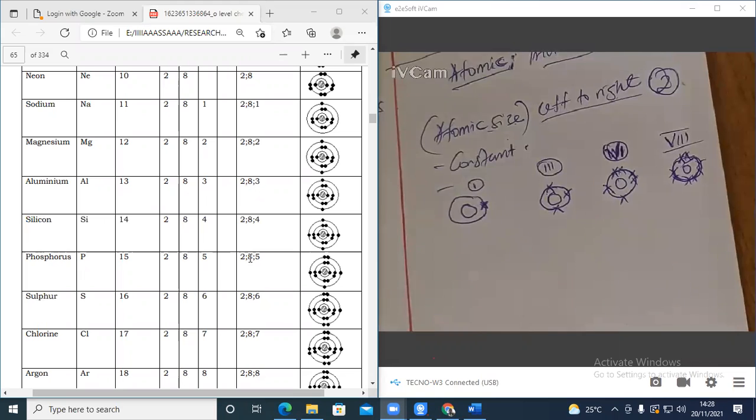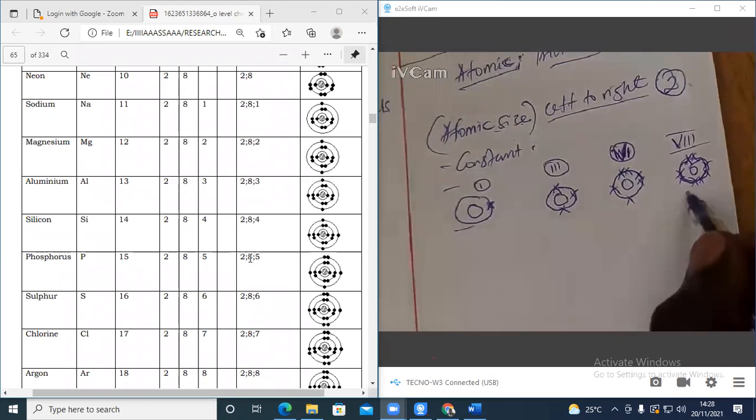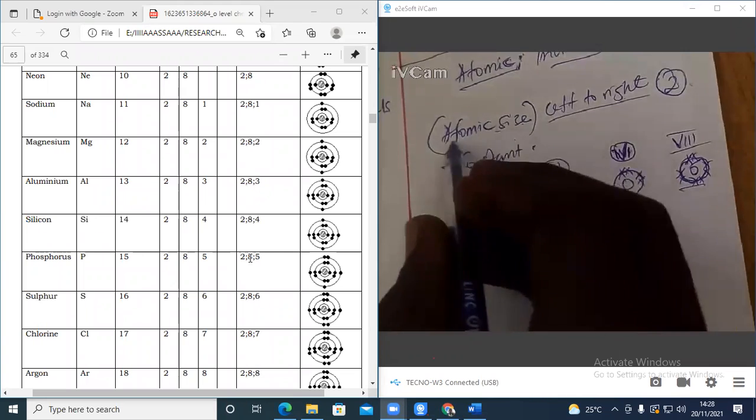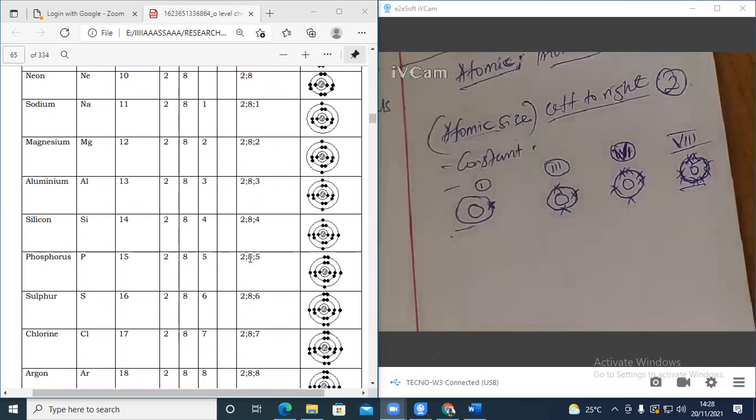Very good. So you tell me, between these ones and this one, is the atomic size going to decrease or increase? Or are they constant? Like other people are saying it is constant. I think it will increase. Ruth is saying it will increase.